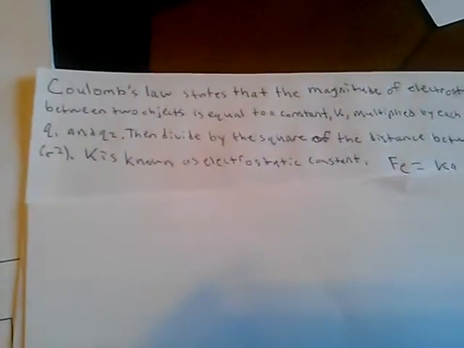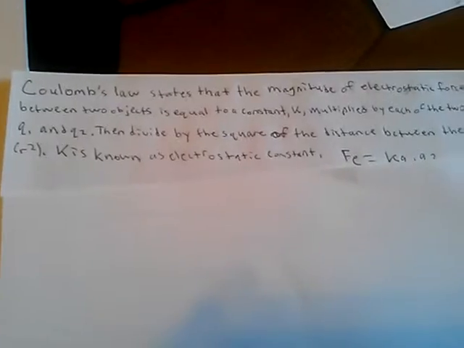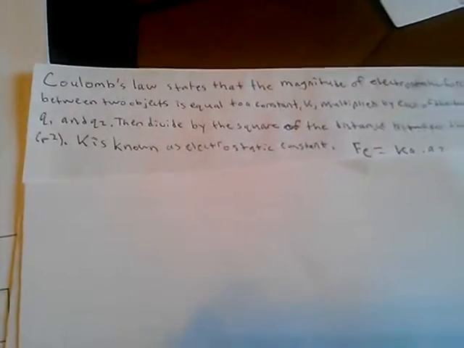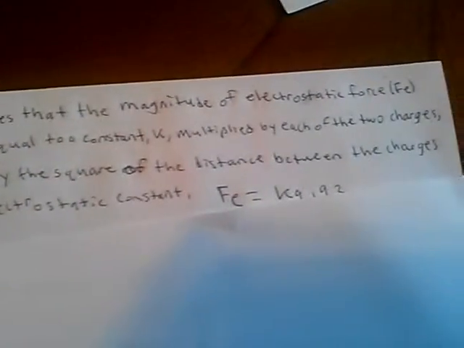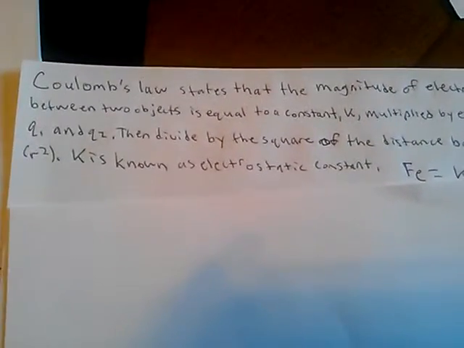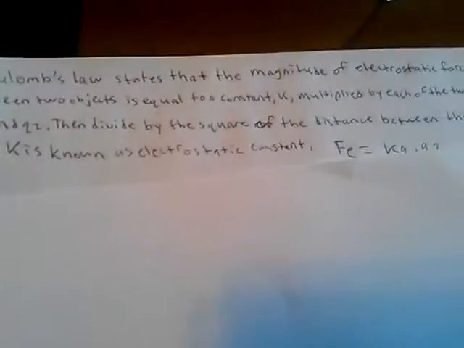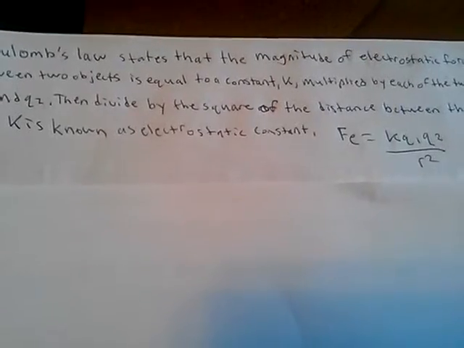Okay, now I'm going to show you a very important law. It's Coulomb's law. Coulomb's law states that the magnitude of the electrostatic force Fe between two objects is equal to a constant K multiplied by each of the two charges, Q1 and Q2, then divided by the square of the distance between the charges, R squared. K is known as the electrostatic constant. Fe equals K Q1 Q2 over R squared. That's the formula more simplified.